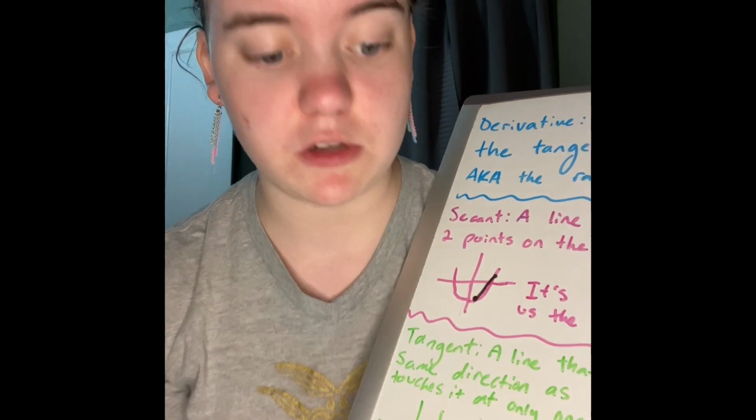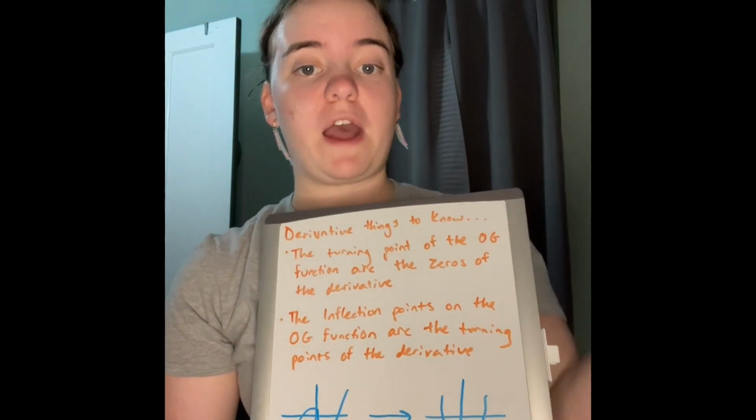The tangent is a line that runs in the same direction as the curve but touches it at only 1 point. So as you can see, it's only touching at 1 point, and it's not touching the rest of the curve. And its slope will give us the IROC at that particular point. So that's the instantaneous rate of change. Okay, so here are some things to know when you're graphing derivatives.